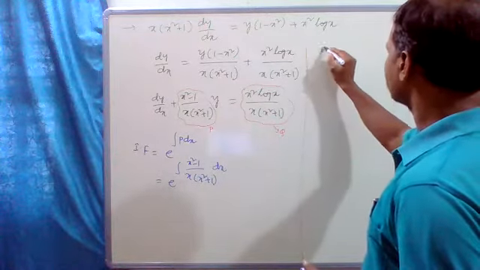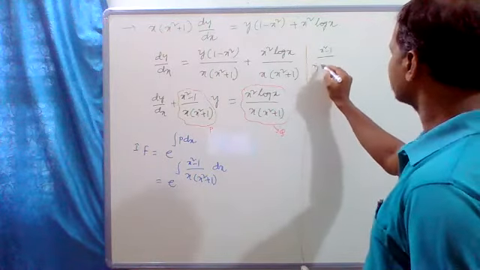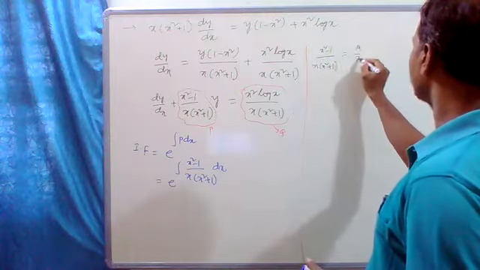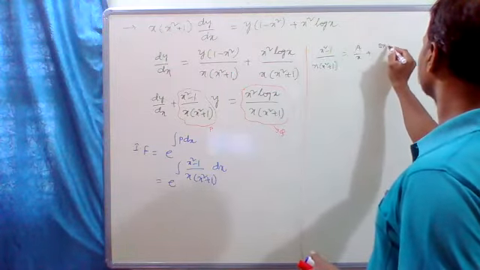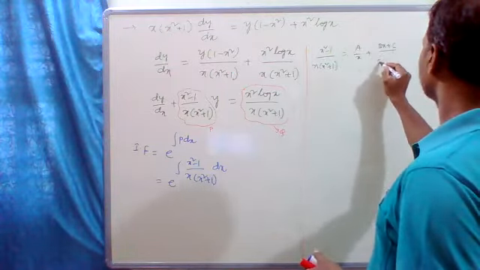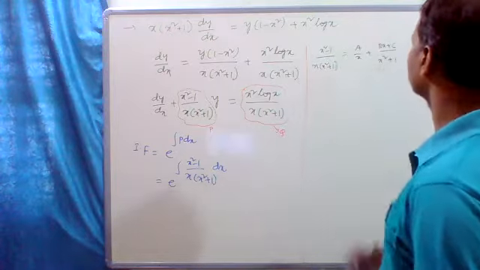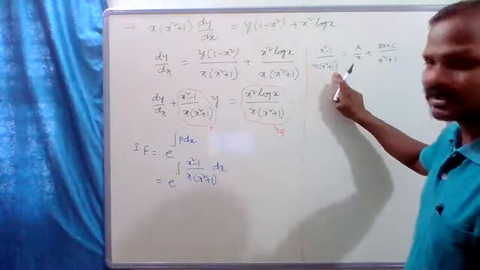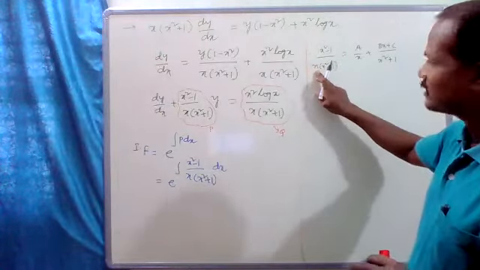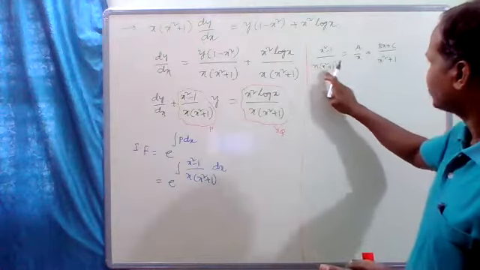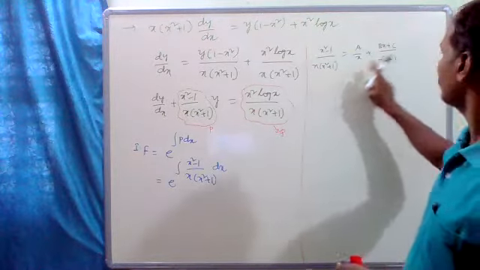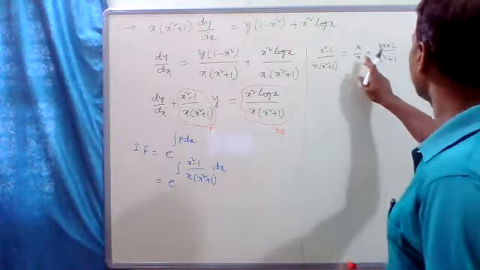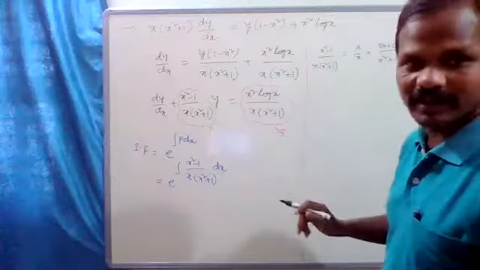So (x² − 1)/(x(x² + 1)) = A/x + (Bx + C)/(x² + 1). Clear? x is one factor and x² + 1 is another factor. So this is a linear factor, so A/x. This is a quadratic factor, so (Bx + C)/(x² + 1). Now we have to find the A value, B value, C value.